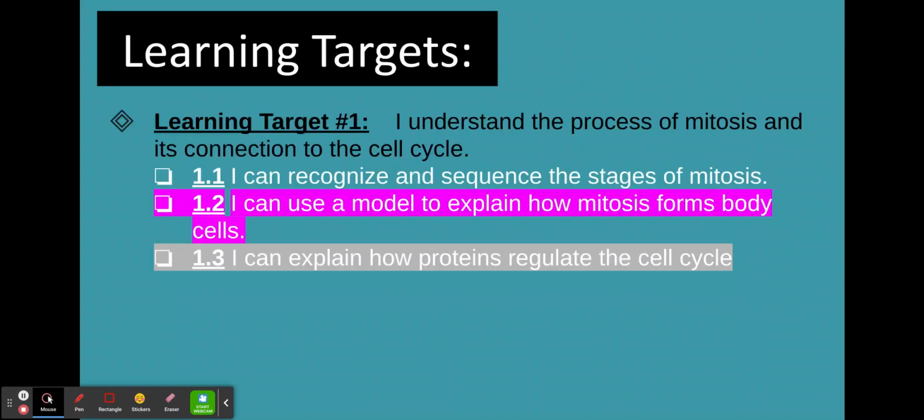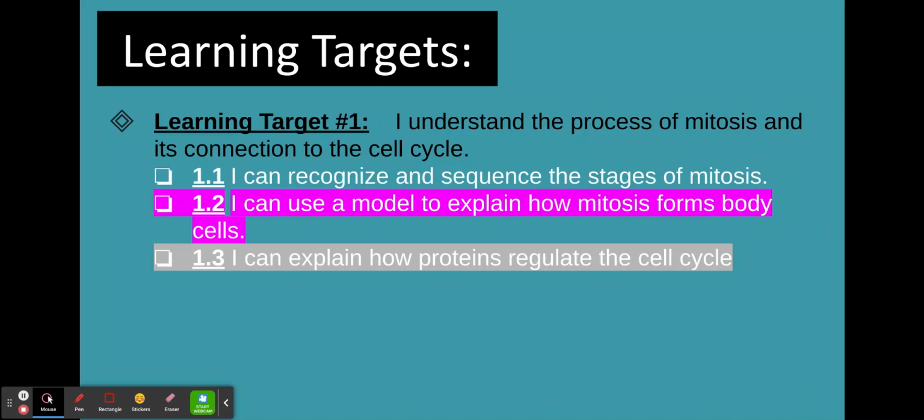If you have your notes packet, you can go ahead and highlight 1.2. You should have 1.3 highlighted from the other day. So today we're going to be using a model to explain how mitosis forms body cells. We're going to be looking at the big picture. On Monday, we're going to get into phases. What are the different phases of mitosis, or the stages?